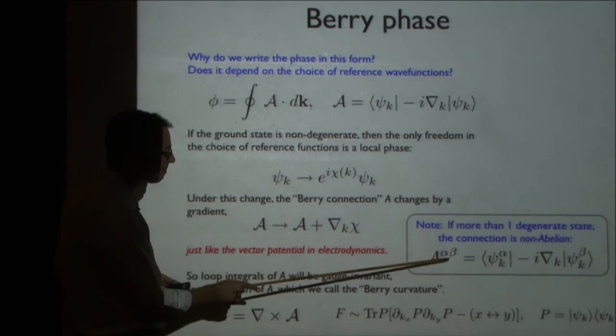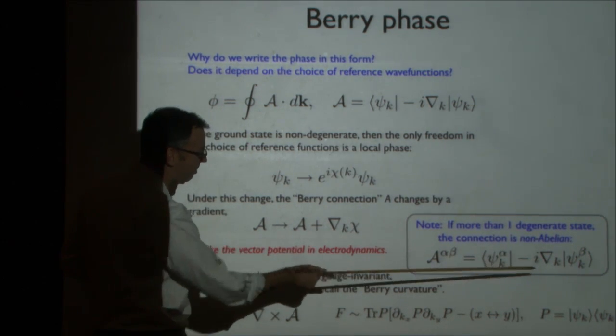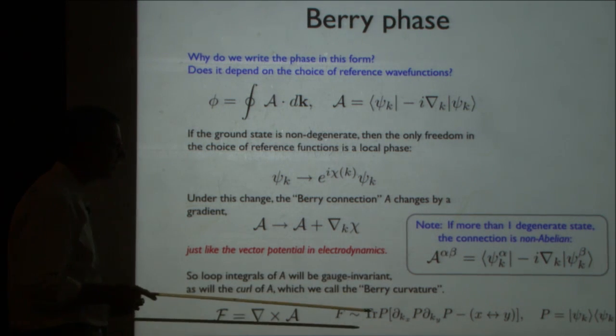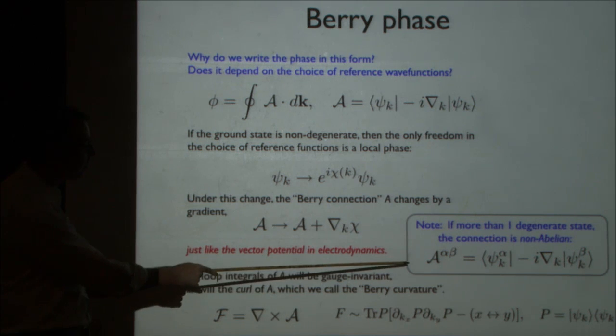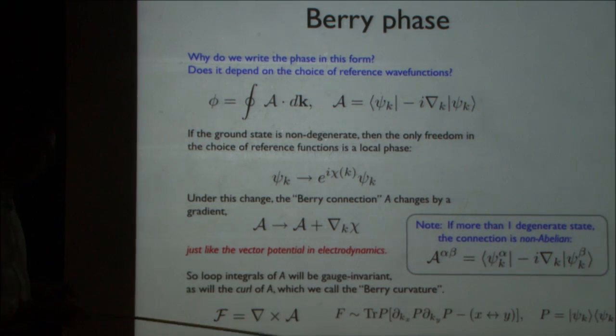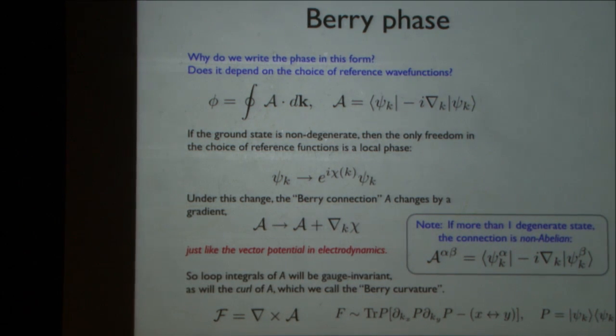So now A has both a spatial direction in parameter space and these upper indices. And I'll come back to this a bit later on, but the good thing is for plenty of simple phases, we don't need to worry about the non-abelian connection. The abelian Berry connection is enough.